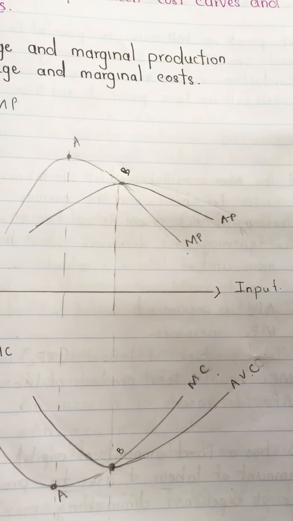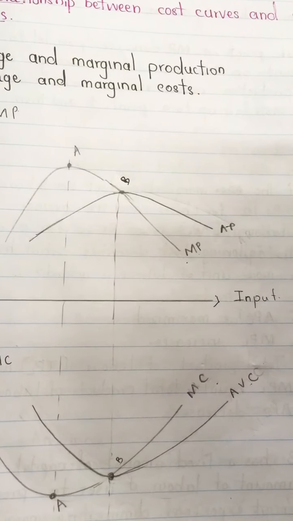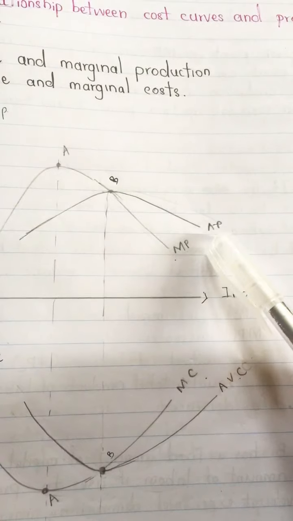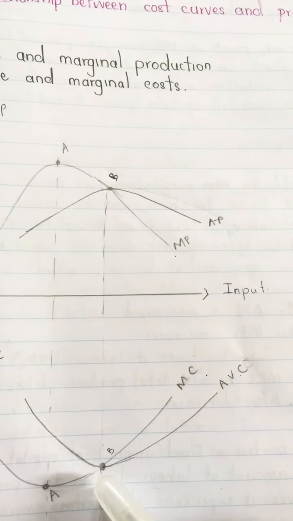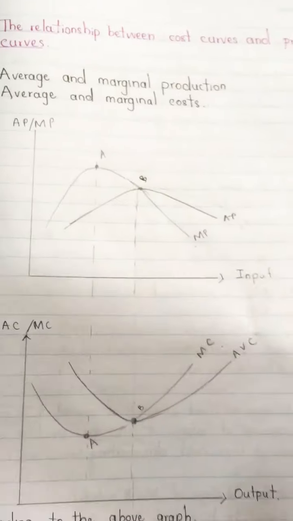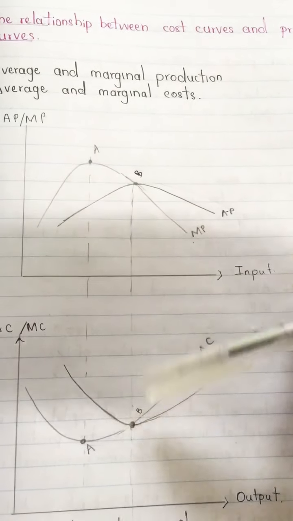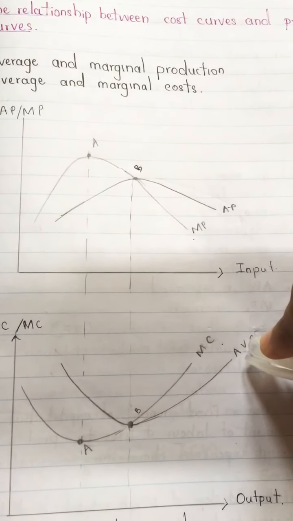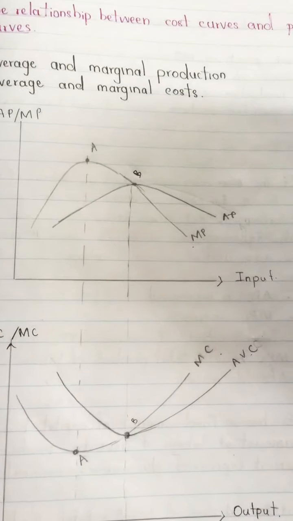So here it represents that when the marginal product is at its maximum, marginal cost is at its minimum, and when average product is at its maximum, the average variable cost is at its lowest. So you can clearly understand that both marginal product and marginal cost, average product and average variable cost, are representing each other. This is a situation in the short run.